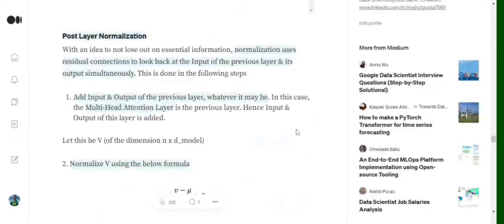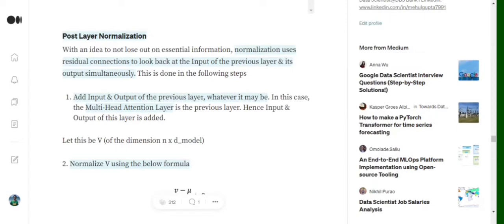So post-layer normalization, or add and norm, refers to this: we really don't wish to lose any particular information. It might be the case that in the previous layer, when we did some operation, we lost some information that is present in the input layer. To prevent that, whatever layer it might be, you need to add the input and the output of that layer together.